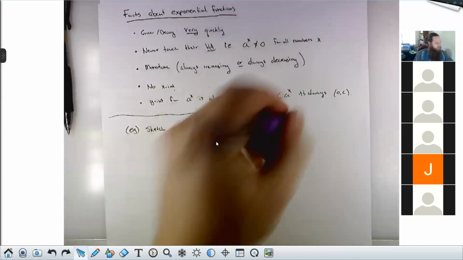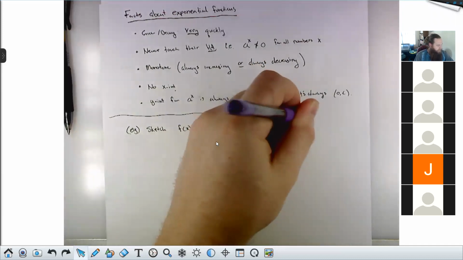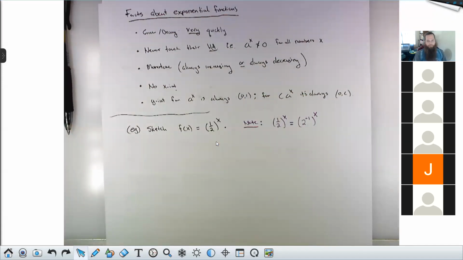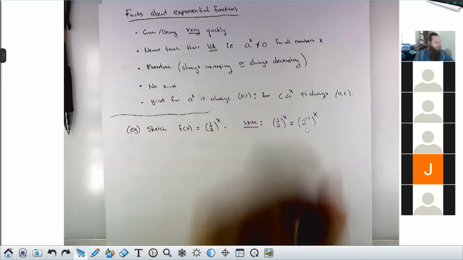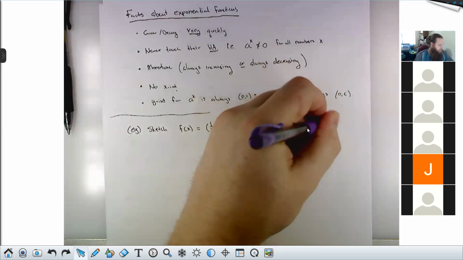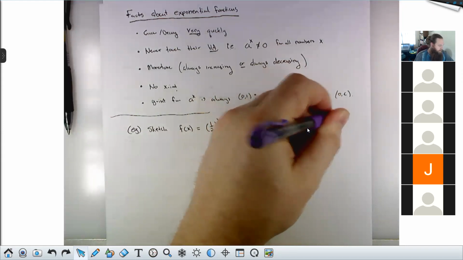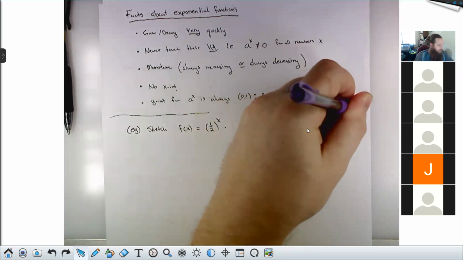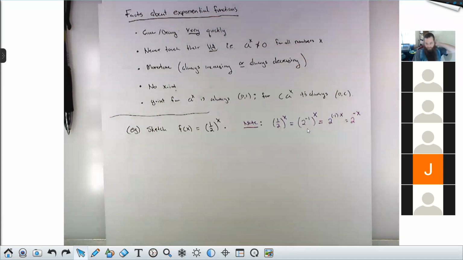1/2 is 2 to the negative 1, right? Yes. So forget about the x outside. 1/2, just the inside, is 2 to the negative 1. So 1/2 to the x is 2 to the negative 1 to the x. And then there's a neat rule. This is the same as 2 to the negative 1 times x, or just 2 to the negative x.